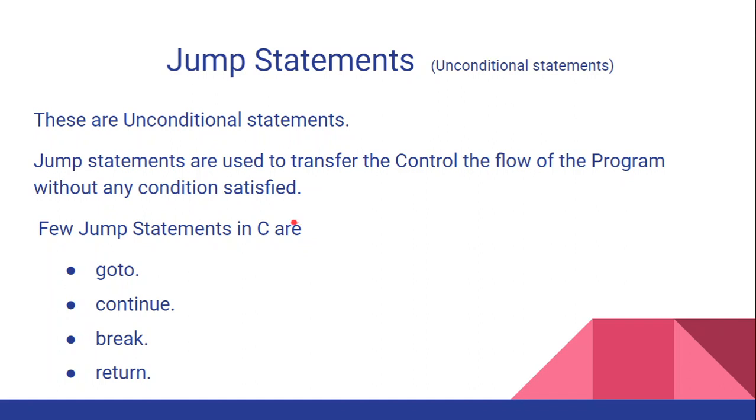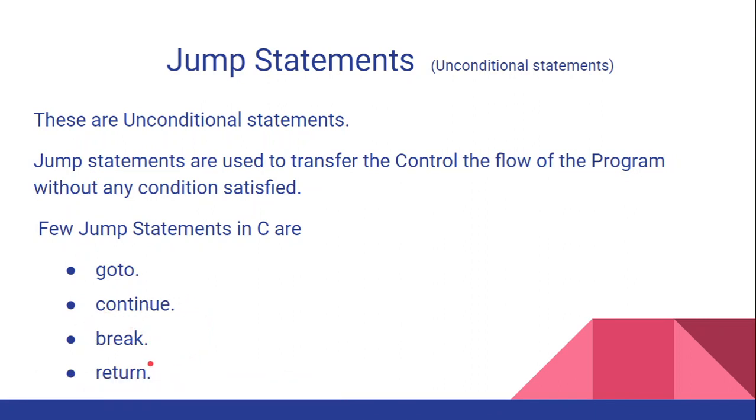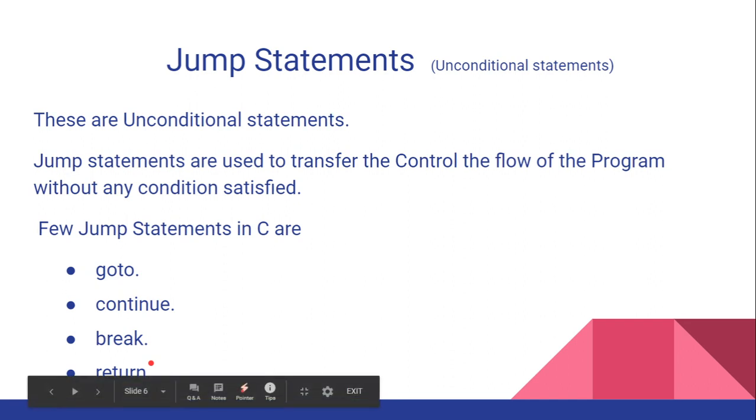A few examples are goto. So goto some label name. goto 10 means the program will go to line number 10. Continue means if it is in a loop, it will continue. Break means if it is in a loop, it will break out of the loop. Return means it will return from the function to the main program. Likewise, without any condition, when these statements are reached, the jump will be transferred to some other part of the program. This is called a jump statement.